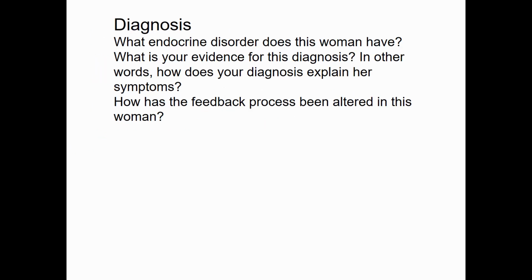So we've talked about how the feedback has been altered in this woman, but what do you think's going on? Can you see that she has hyperthyroidism? What's the evidence for the diagnosis? And I want you to think about this. We'll talk about this in class, but we know her T4 is high, but think about her other symptoms and think about why her other symptoms are consistent with hyperthyroidism.